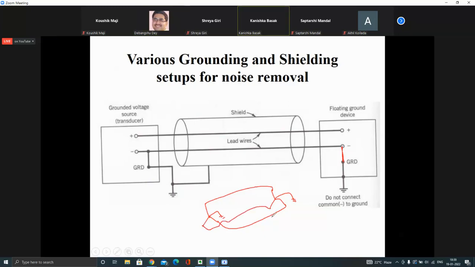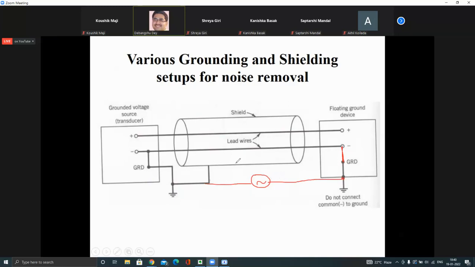Yes, sir. But this is not very good in case of this kind of measurement. Usually in power systems we do not prefer floating ground, but here in case of measurement we prefer floating ground. Why? See here, if it is grounded, then what happens? Because of the noise, these two grounds may not be at the same potential, so there can be some noise voltage between these two. Why this noise voltage?